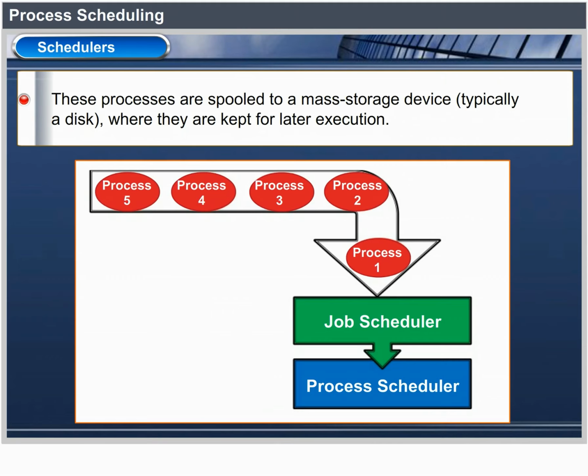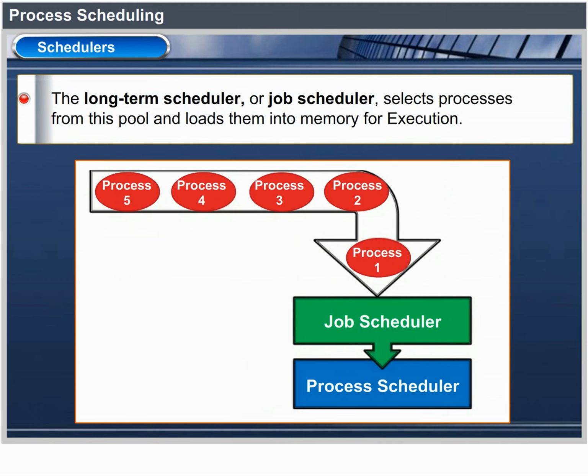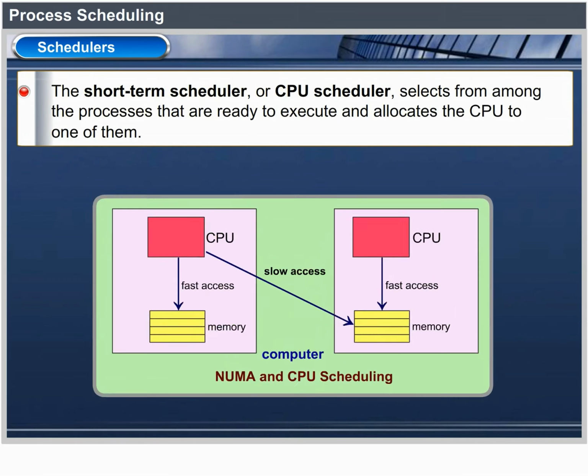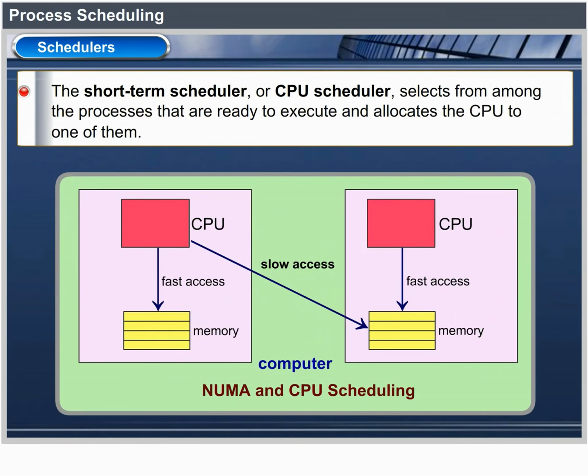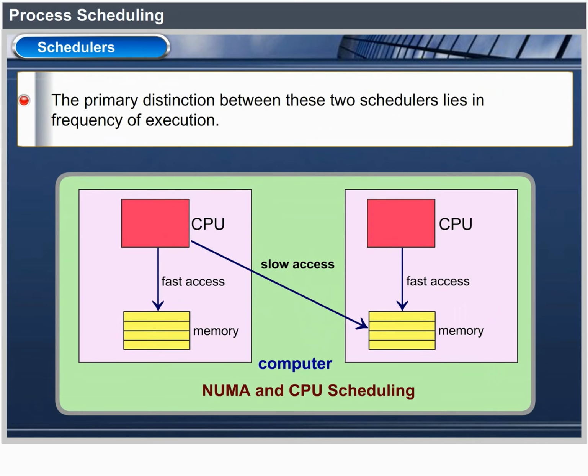The long-term scheduler, or job scheduler, selects processes from this pool and loads them into memory for execution. The short-term scheduler, or CPU scheduler, selects from among the processes that are ready to execute and allocates a CPU to one of them. The primary distinction between these two schedulers lies in frequency of execution.